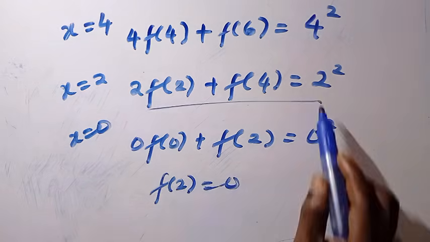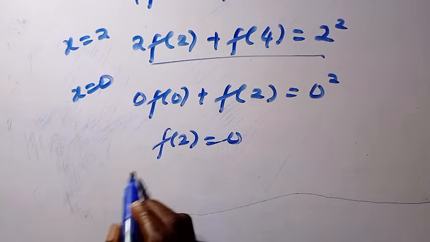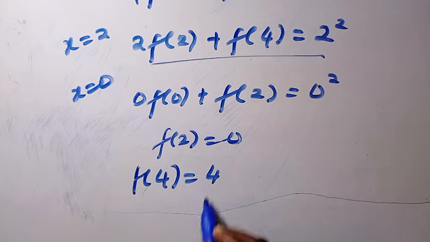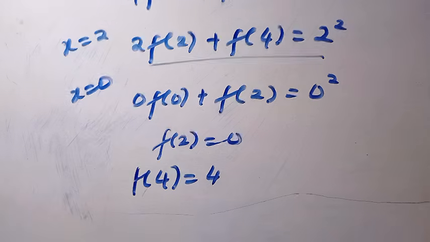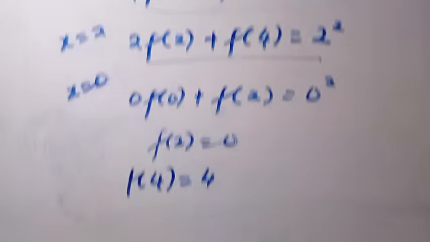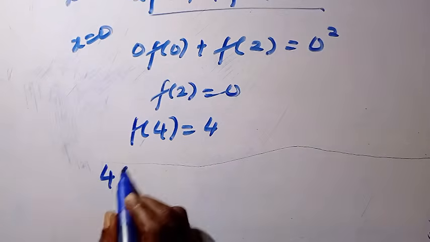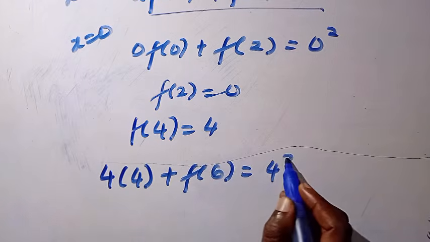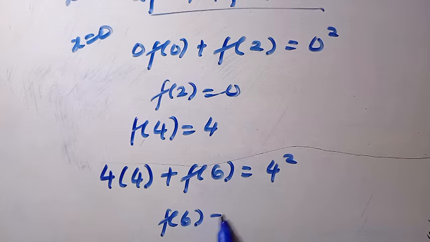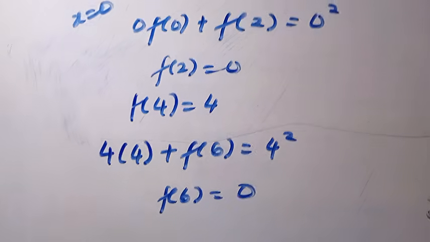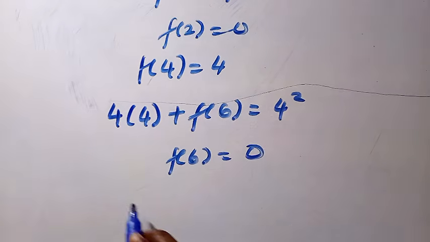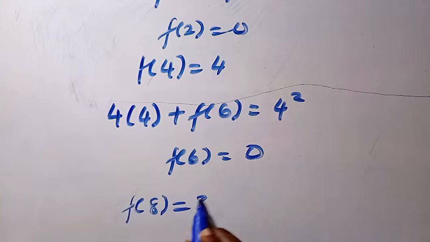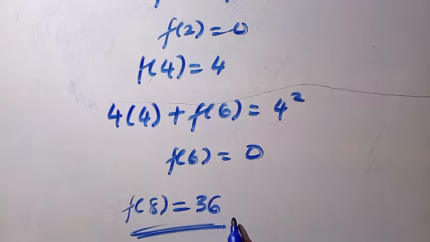If I substitute this one here, this shows that f(4) will equal 4. So if f(4) equals 4, let's substitute it into this, and we are going to have 4 times 4 plus f(6) equals 4 squared. So this shows that f(6) also equals 0. And taking it back to the above, which is 6 f(6) plus f(8) equals 36, since f(6) is 0, we are going to have f(8) as 36. This is the best way to solve this.